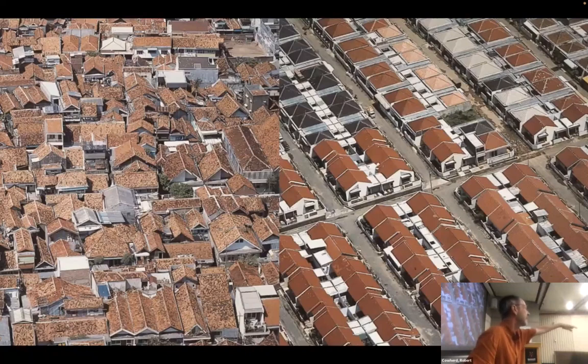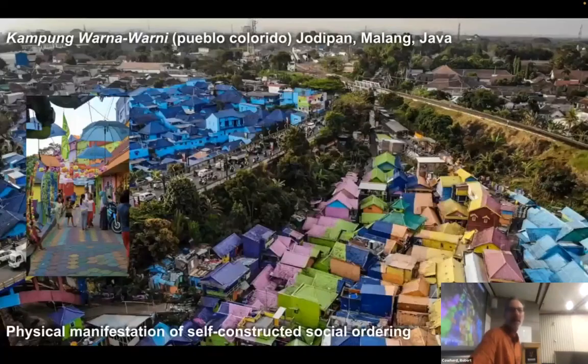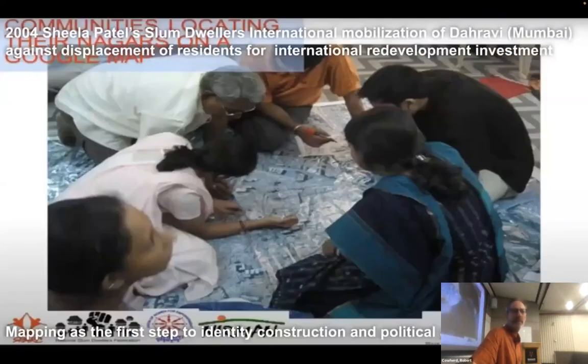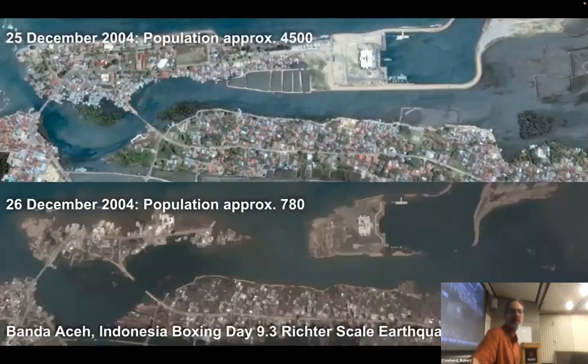There was an earthquake in the Indian Ocean. And it was the second largest earthquake in human history ever recorded. It sent a giant wall of water, a tsunami, across the Indian Ocean, and it decimated a community at the northern tip of Sumatra.